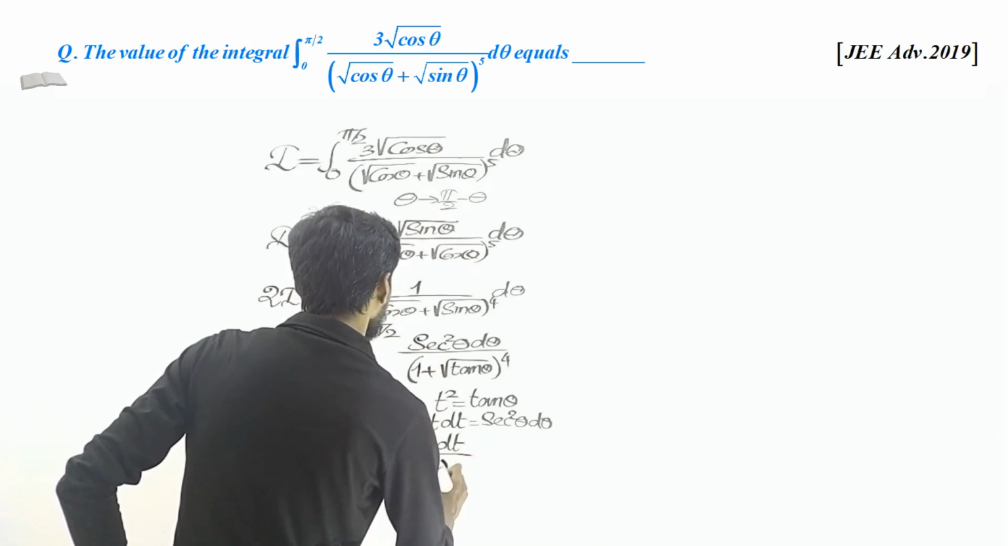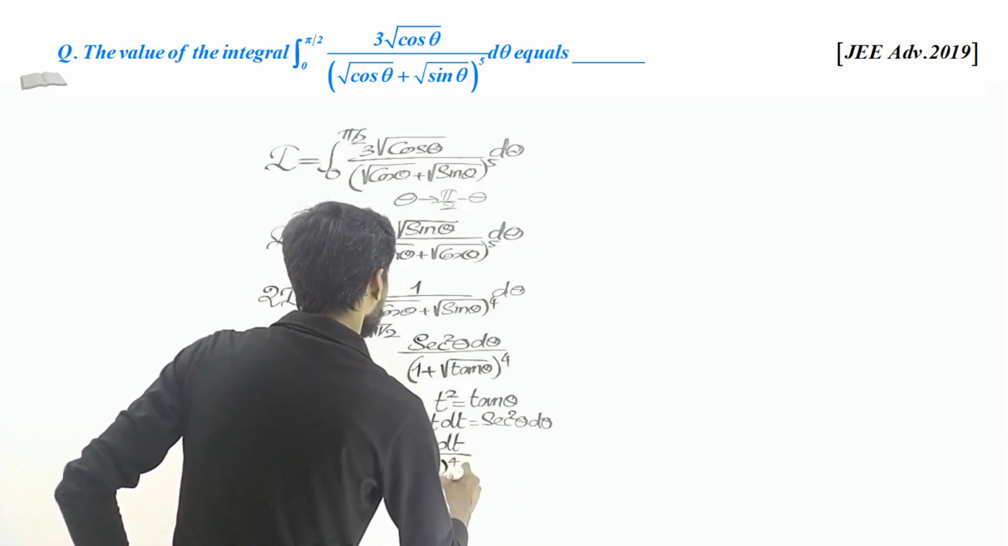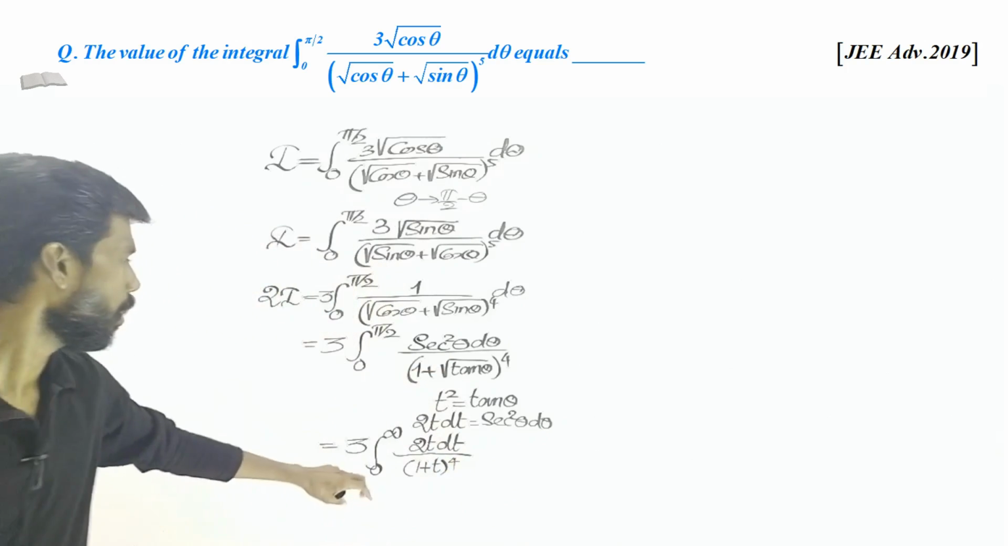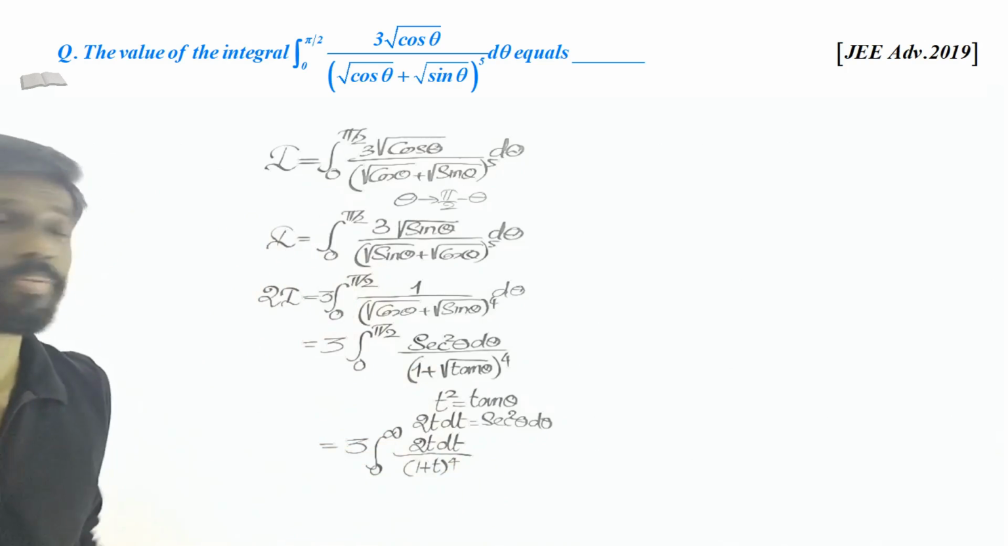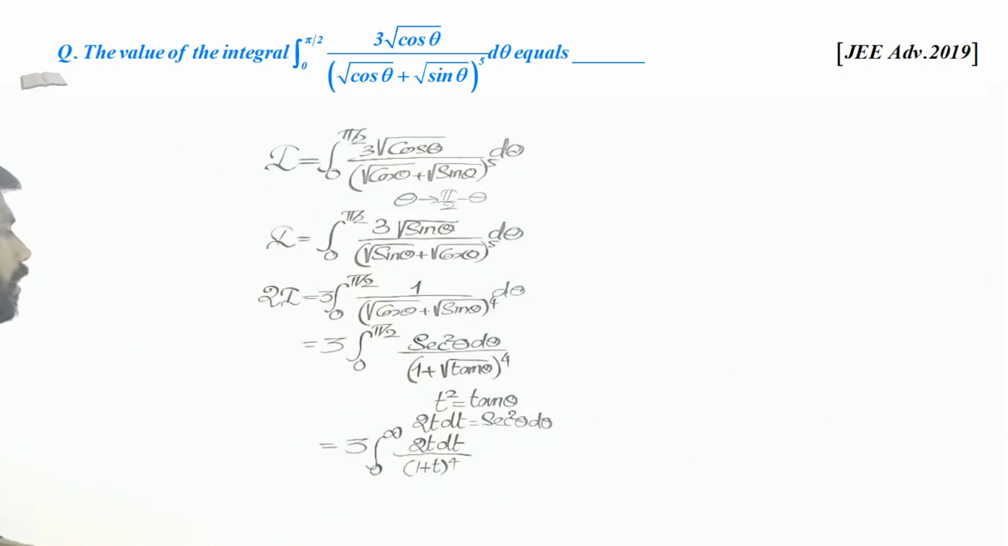1 plus t to the power 4. Okay, so that's all. So this we have to simplify, right? Let us find this integral. Okay, so simplify this. What we have to do?